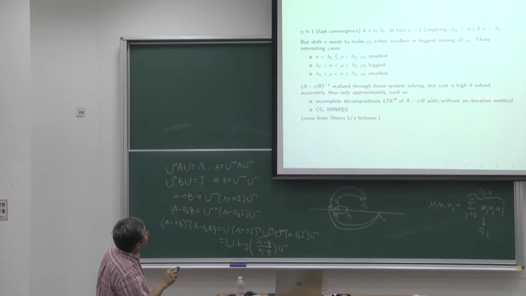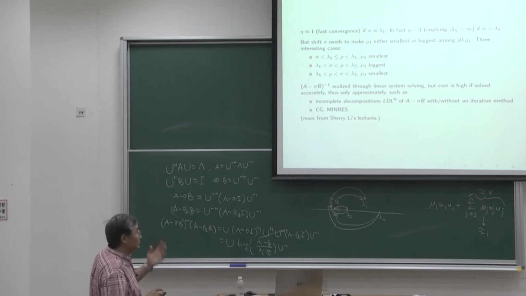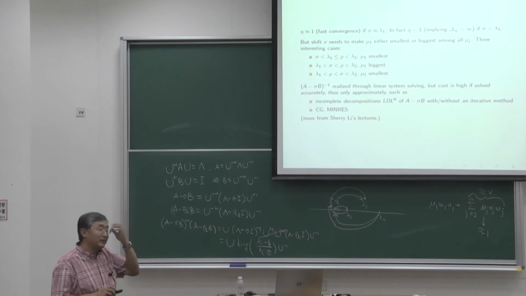Rho, I drop the subscript, is always between number 1 and number 2. And then sigma, we'll say sigma is shifted near number 1. So sigma has several possible situations. Sigma is less than number 1. Usually people take sigma less than number 1.